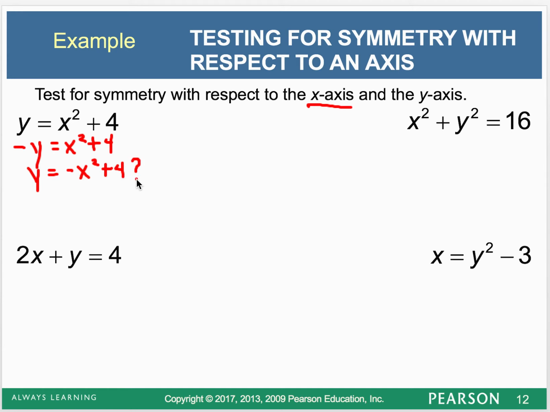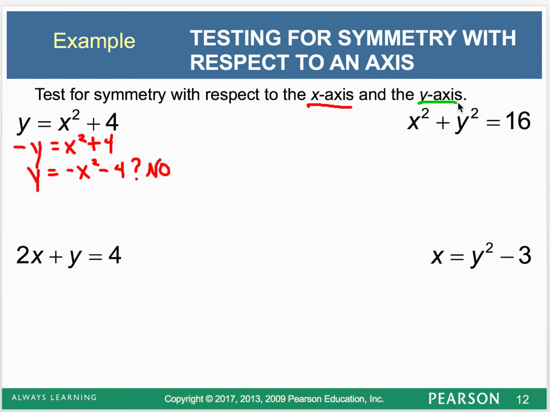Is that the exact same? No, it does not. Sorry, guys. Negative x squared minus 4. Is that the same thing we started with? No. So it's not symmetric with respect to the x-axis.